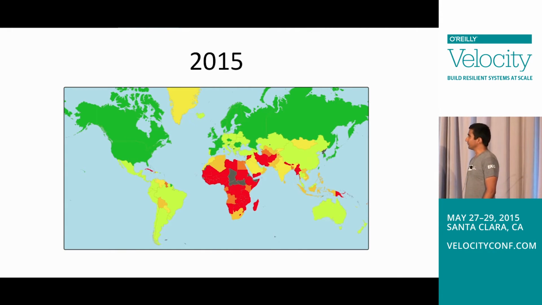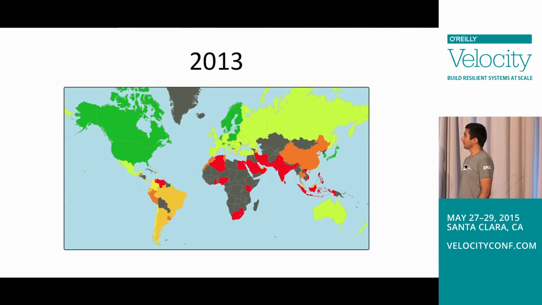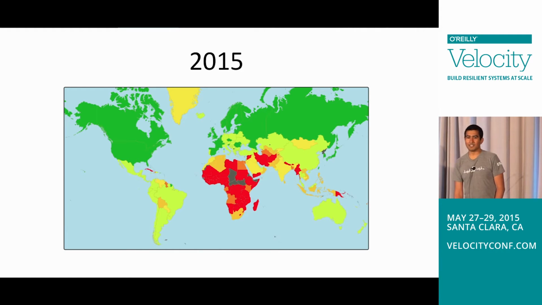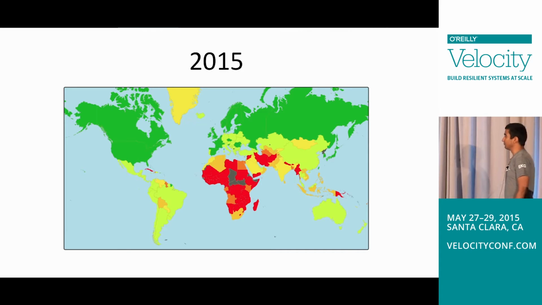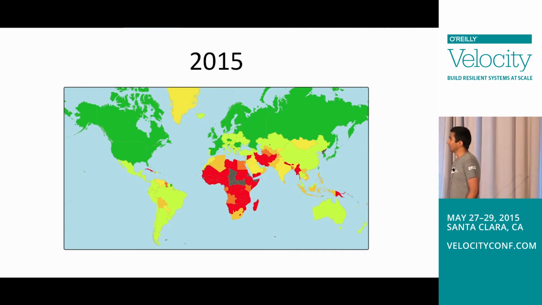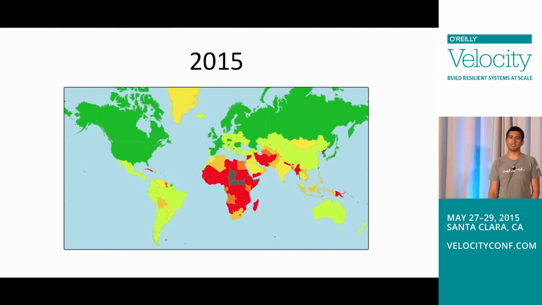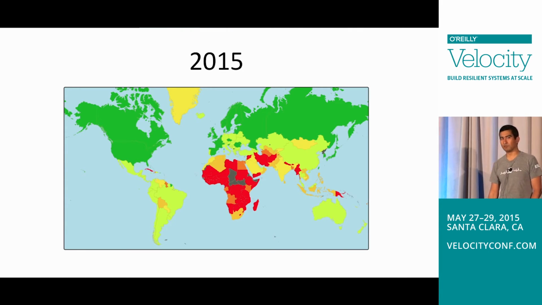Jump forward to 2015, today. This is how the map looks today. Let me just quickly do a back and forth. 2013, 2015, 2013, 2015. As you can see, we improved a lot in Asia, and we improved a lot in South America. There's still work to do in the Middle East and Africa, but we are going towards it.